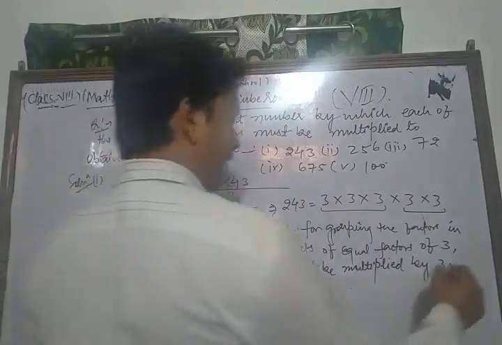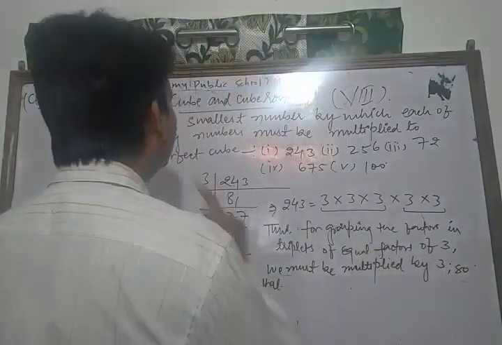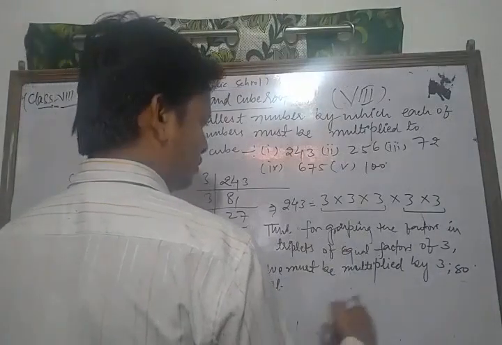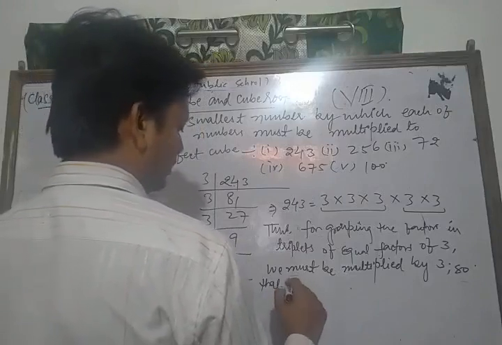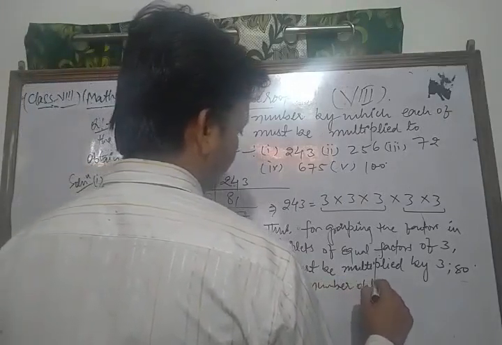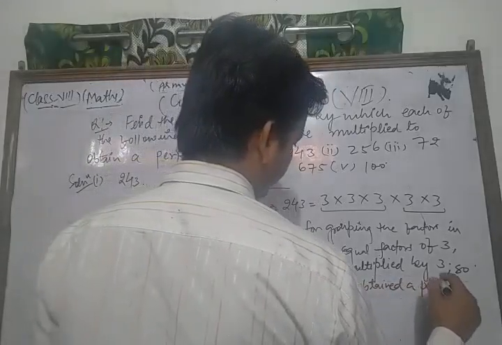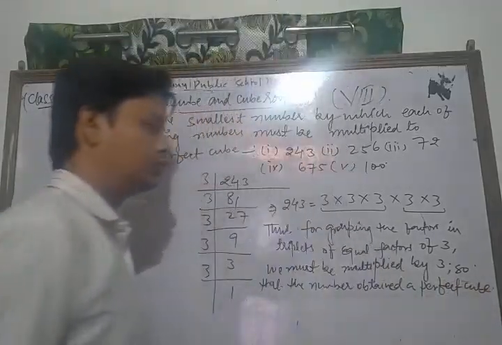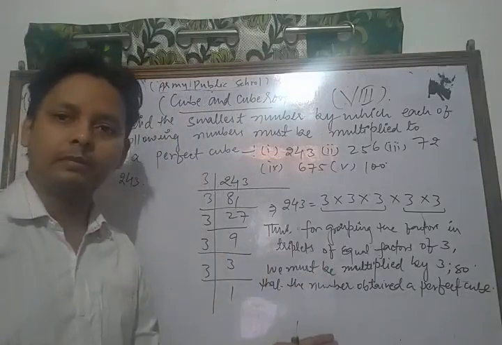Okay, so that the number obtained is a perfect cube. Okay, so in this way you can solve that type of question.